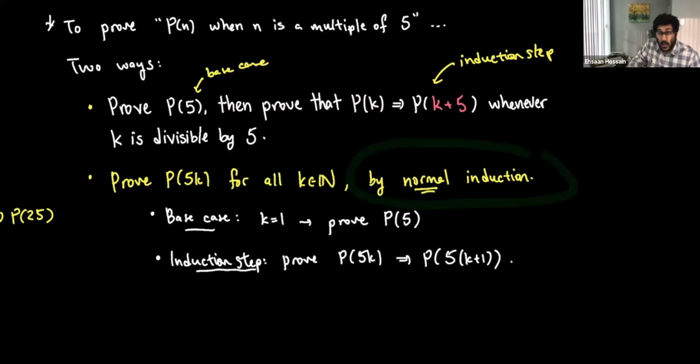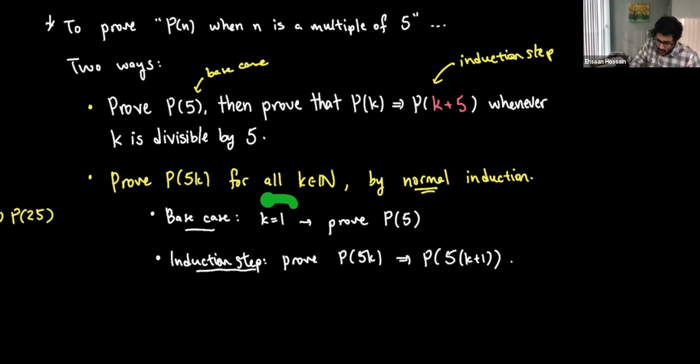In fact, that is what I usually do. That's what I personally do. I just do normal induction on k. So my base case is k equals 1, and my induction step goes from k to k plus 1, just like normal induction. So that's personally what I do. Okay. I think it's a bit simpler.